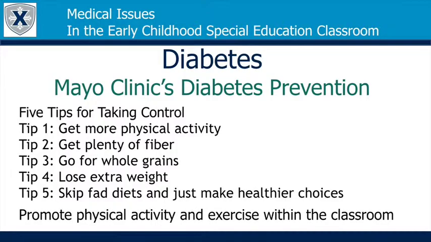So type 2 diabetes can be prevented with proper physical activity and proper nutrition. So you want to make sure you encourage or teach your students to get proper physical activity, plenty of fiber, whole grains, lose any extra weight, and skip bad diets.